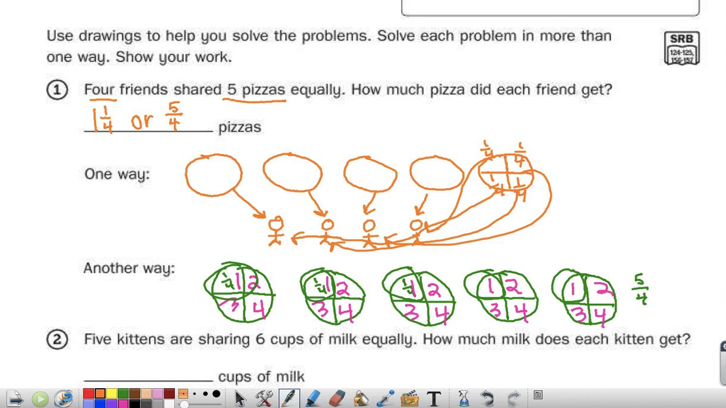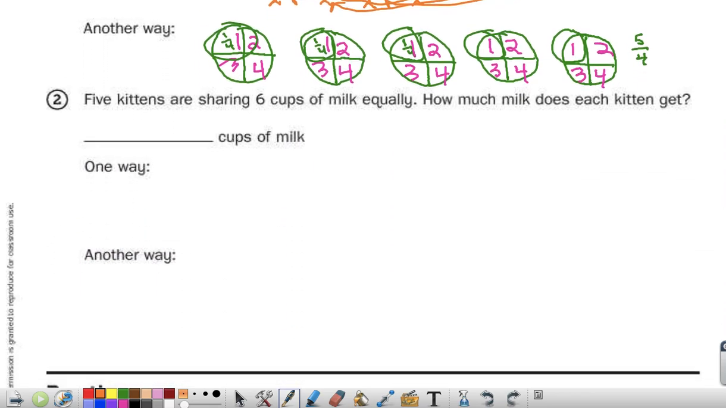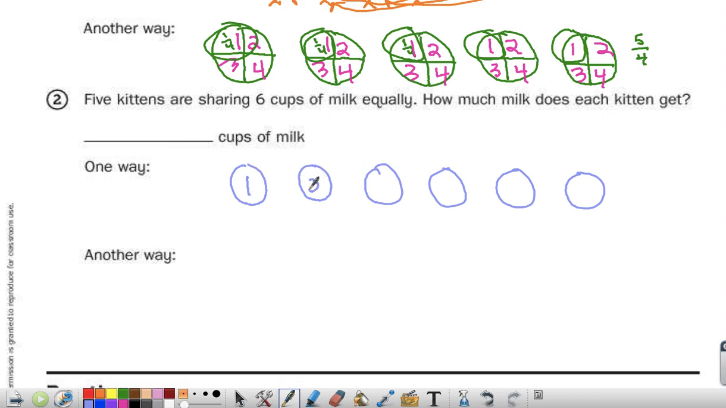Let's continue. Number two. Five kittens are sharing six cups of milk equally. How much milk does each kitten get? Okay, I'm going to draw six circles to represent my six cups of milk. One, two, three, four, five, six. So maybe I'll start by saying this cup goes to kitten one, this cup goes to kitten two, this cup goes to kitten three, kitten four, and kitten five.